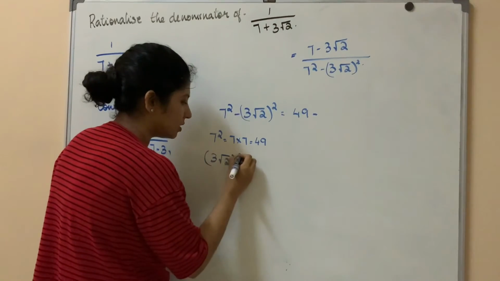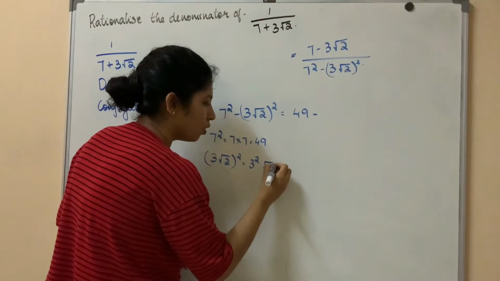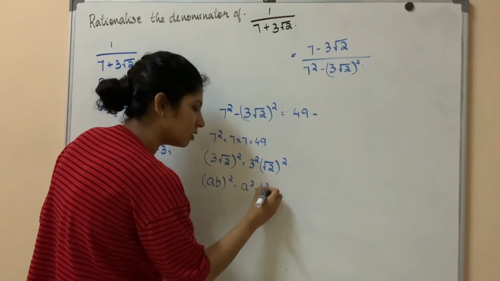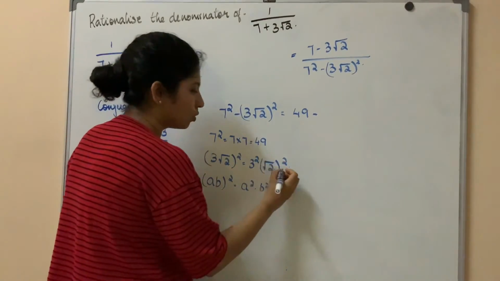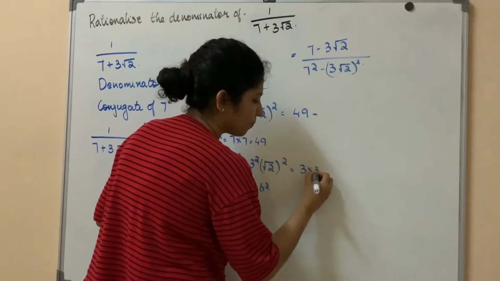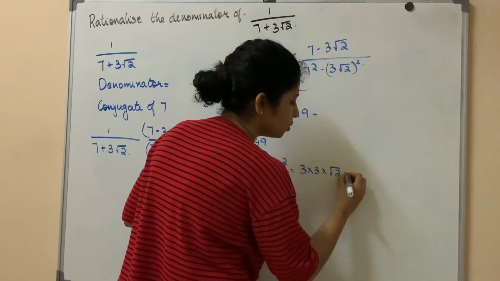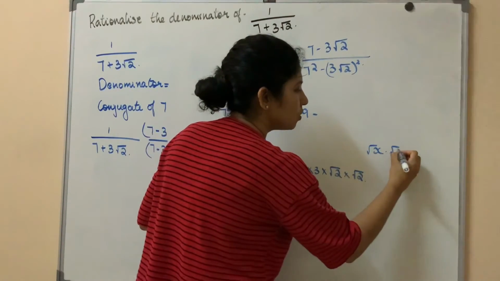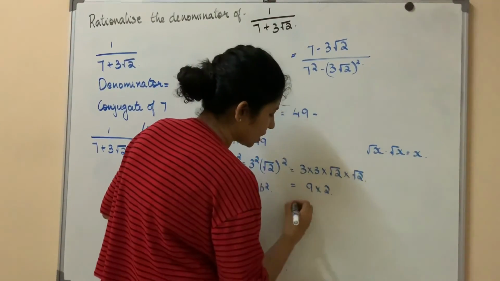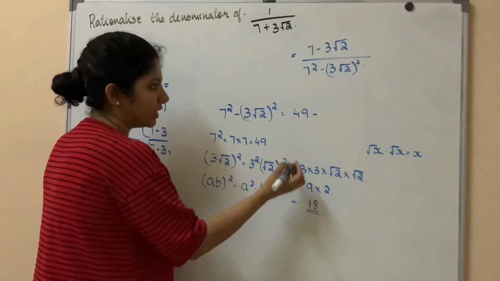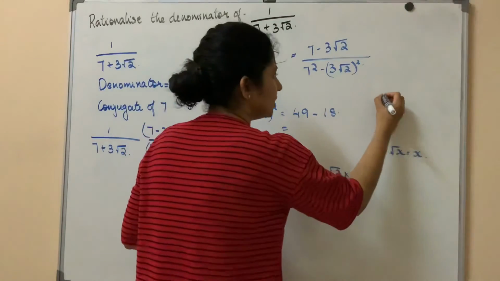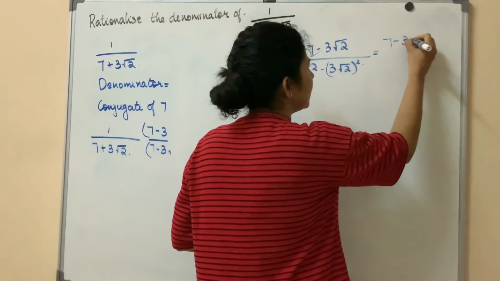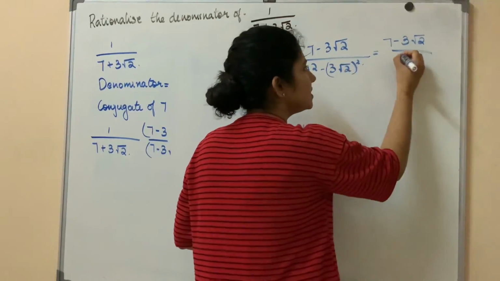3 root 2 whole square is equal to 3 square into root 2 whole square, right? Ab whole square is equal to a square into b square. Okay, so 3 into root 2 whole square is 3 square into root 2 square. 3 square, that is 3 into 3, into root 2 square, that is root 2 into root 2. Okay, 3 into 3 is 9, into root 2 into root 2. Root x into root x equal to x, right? So root 2 into root 2 is 2, 9 into 2 is 18. 3 root 2 whole square is 18, substitute here. So 49 minus 18, 31, right? This is equal to 7 minus 3 root 2 by 7 square minus 3 root 2 whole square, which is 31. Answer.